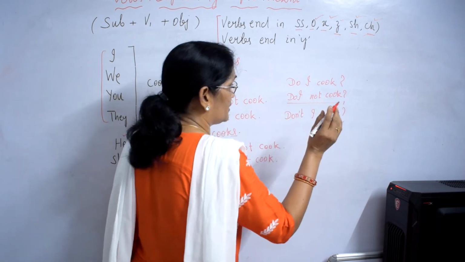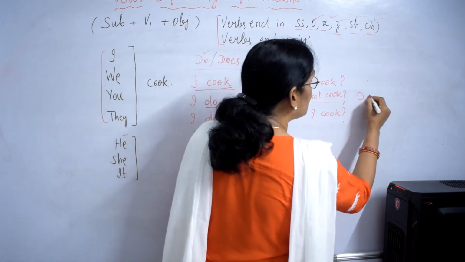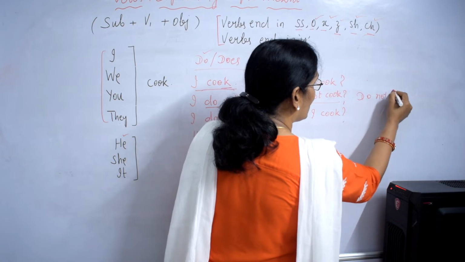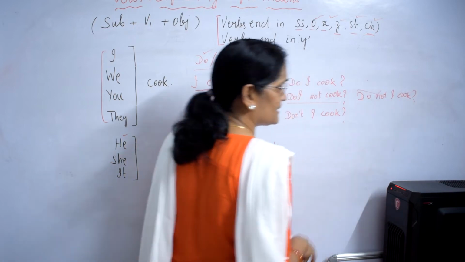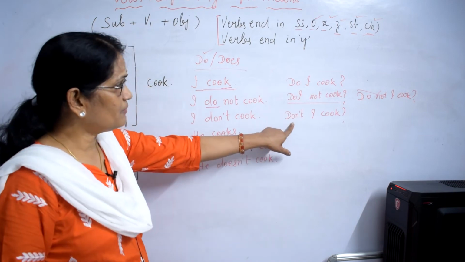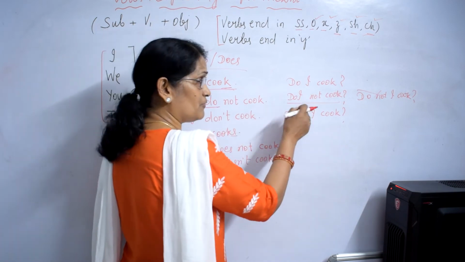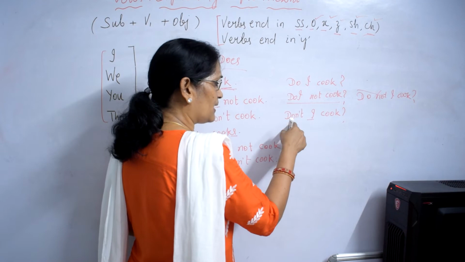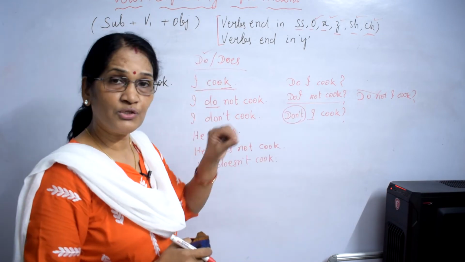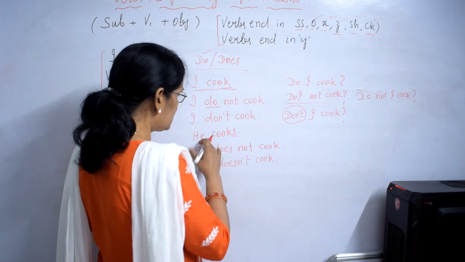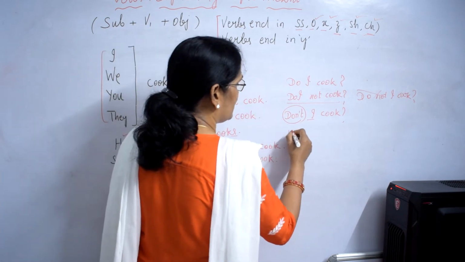but we can't write I don't cook. Okay, we can't write do not I cook. This is wrong. The sentence is wrong. In the contracted form, if you write not in front, before the subject, you can write in the contracted form. Do not should be written don't. Okay.